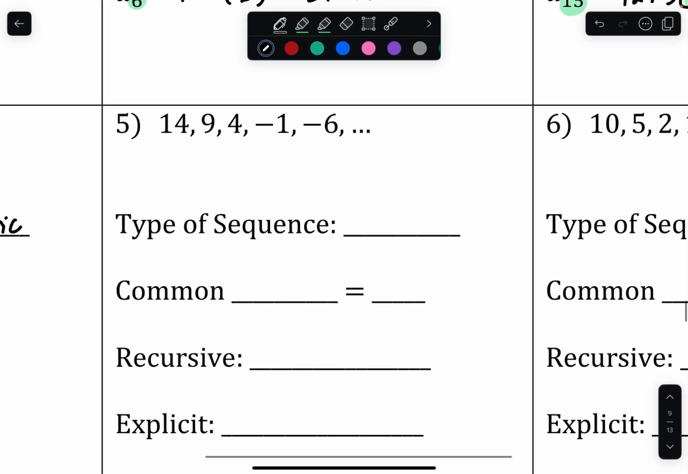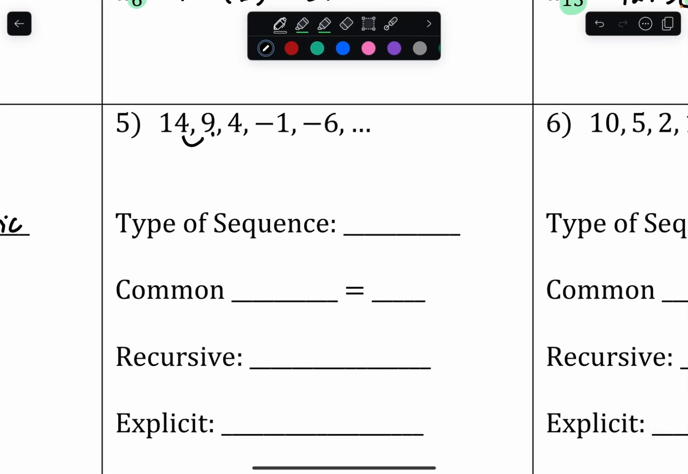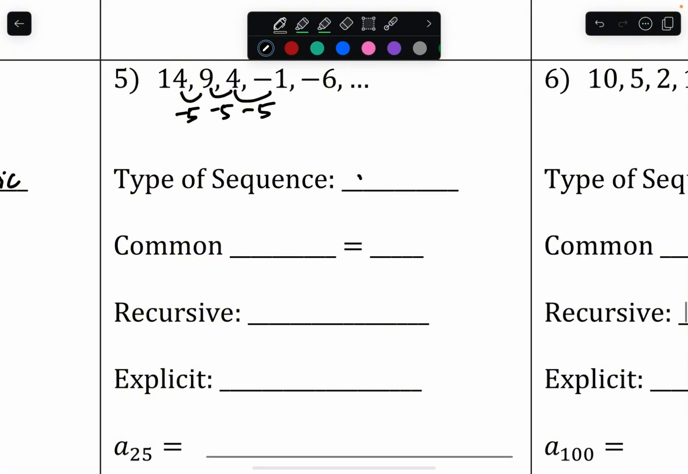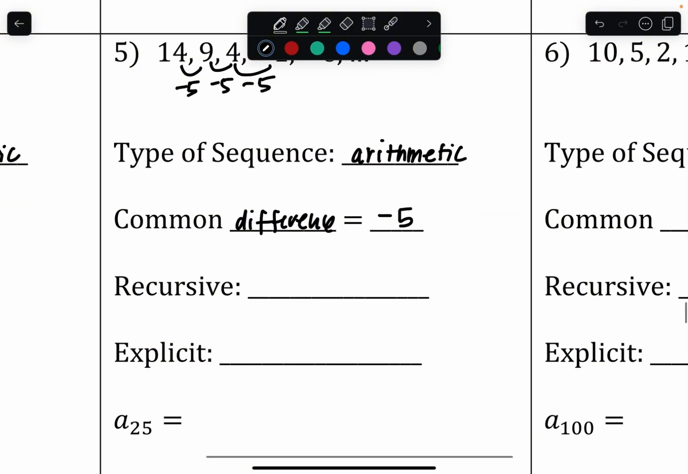Okay, and so this next one, we're going from 14 to 9, 9 to 4, 4 to -1. So we are subtracting 5 each time. So because we are subtracting, this is arithmetic. We are adding -5. Arithmetic, common difference, -5. And so in recursive notation, we get to any term by taking the previous term and subtracting 5.